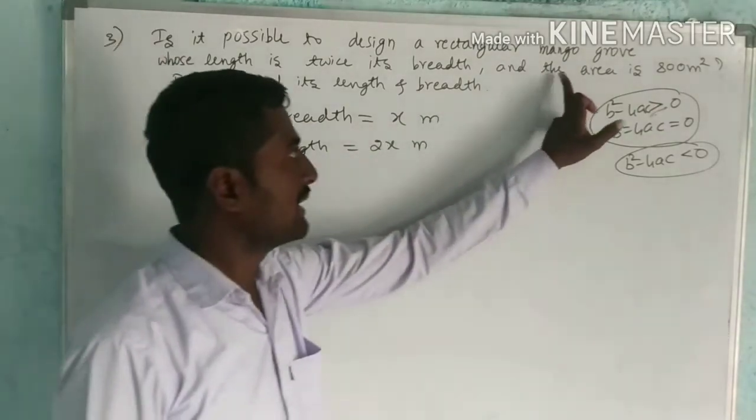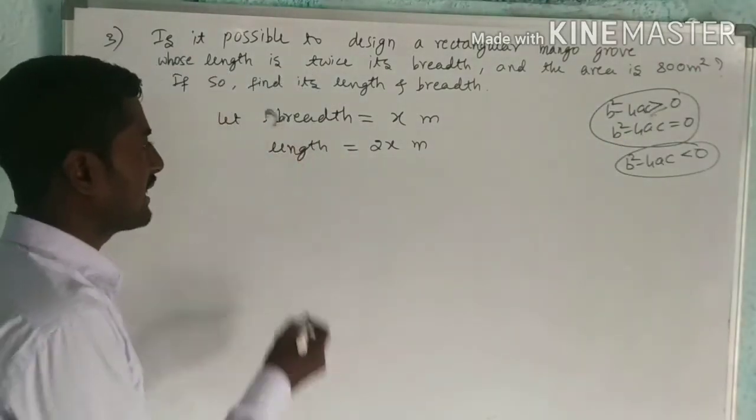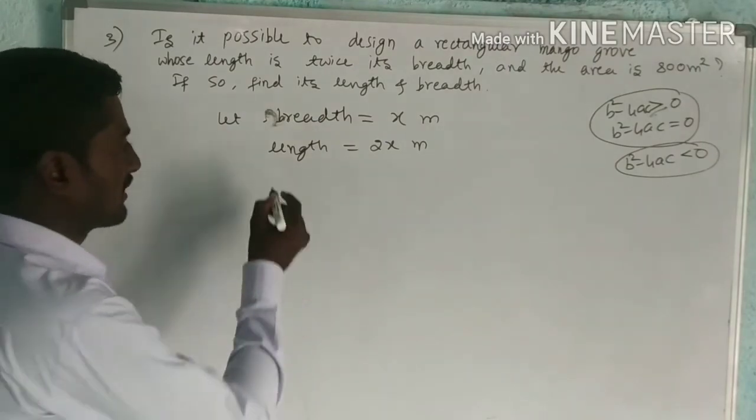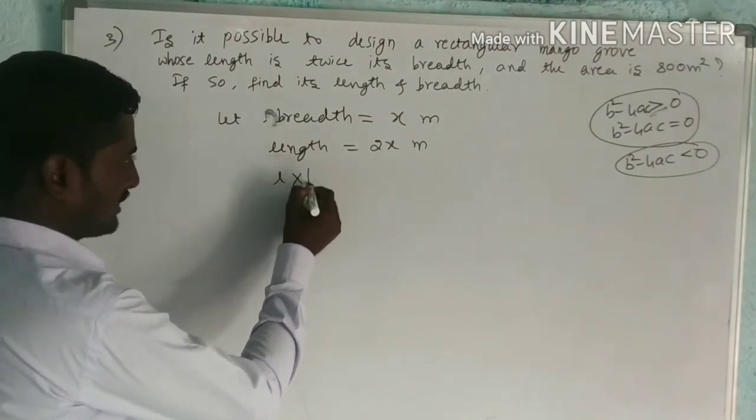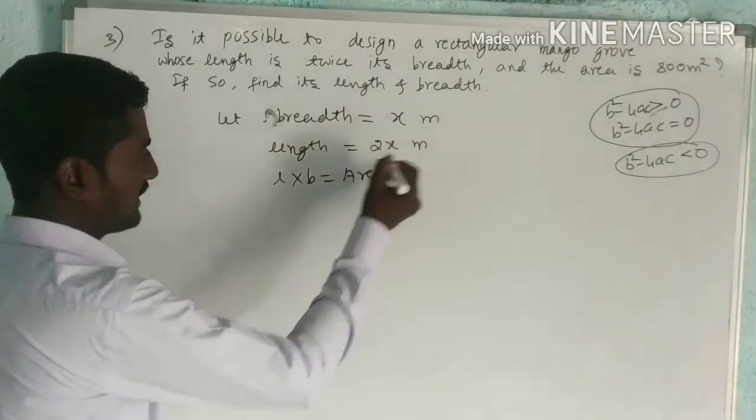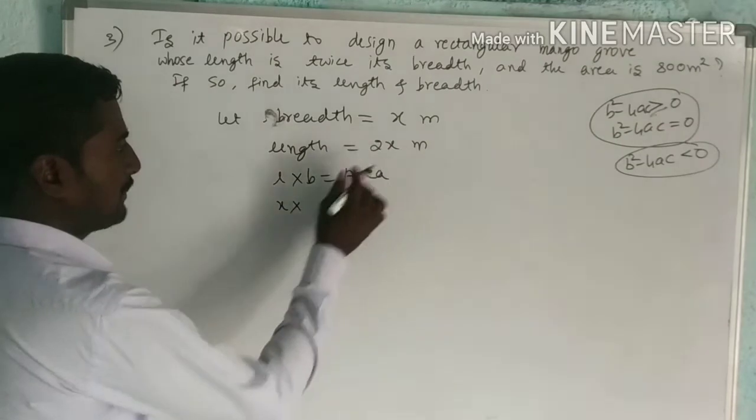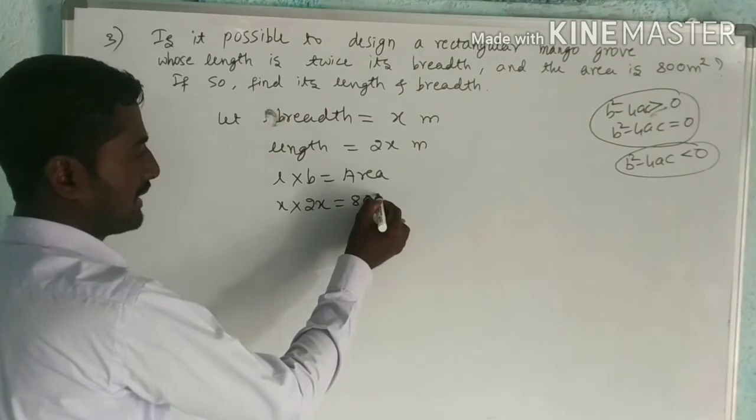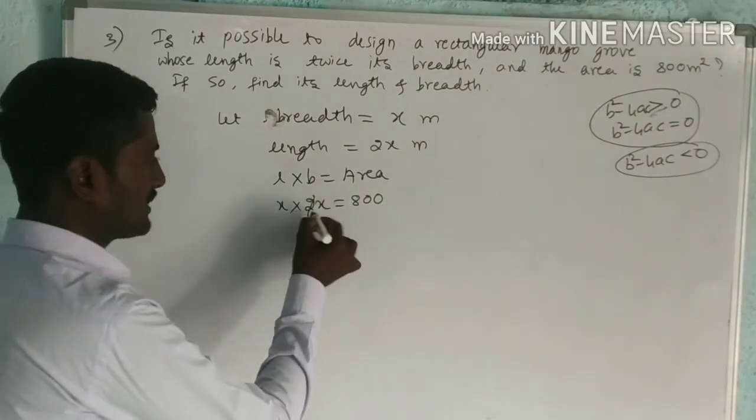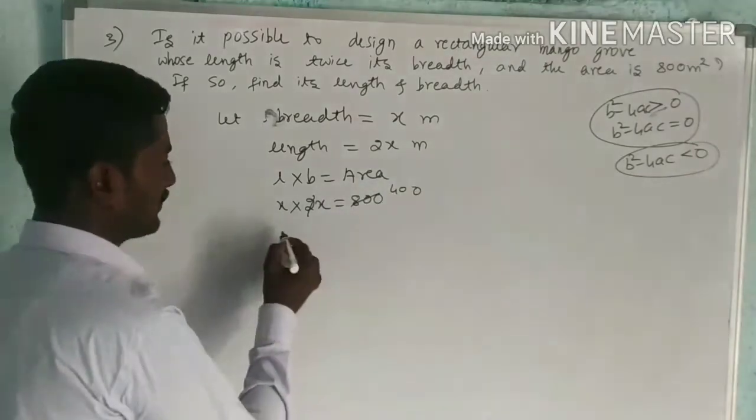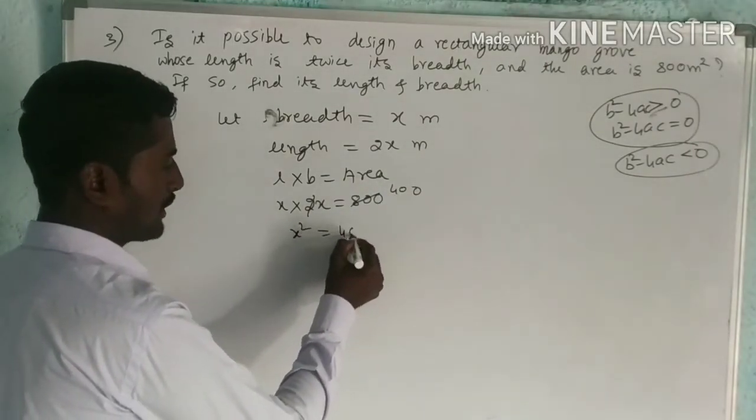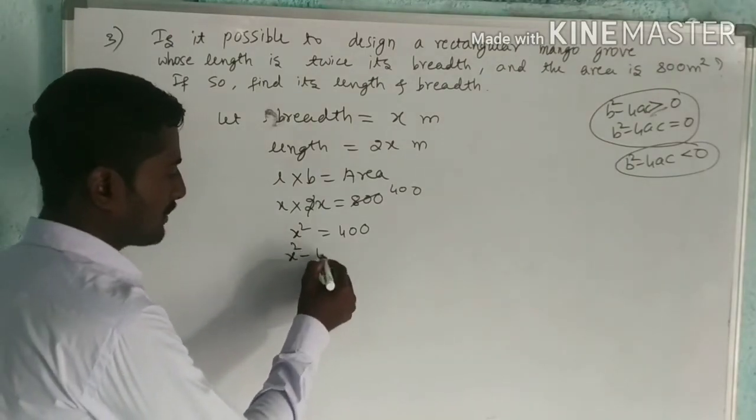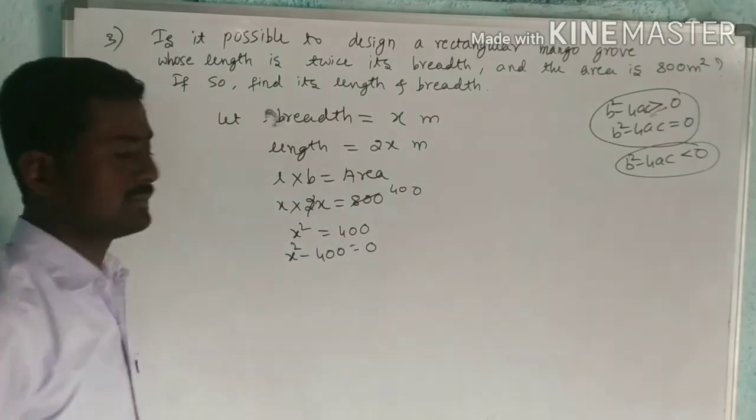Now they have given the area as 800 meter square. So we know the formula: length into breadth is the area of the rectangle. Here the length is 2x and the breadth is x. The area is 800 meter square. Now 2 ones are 2, so 2 x square is 800, and x square is equal to 400. Now we will convert it into standard form: x square minus 400 is equal to 0.